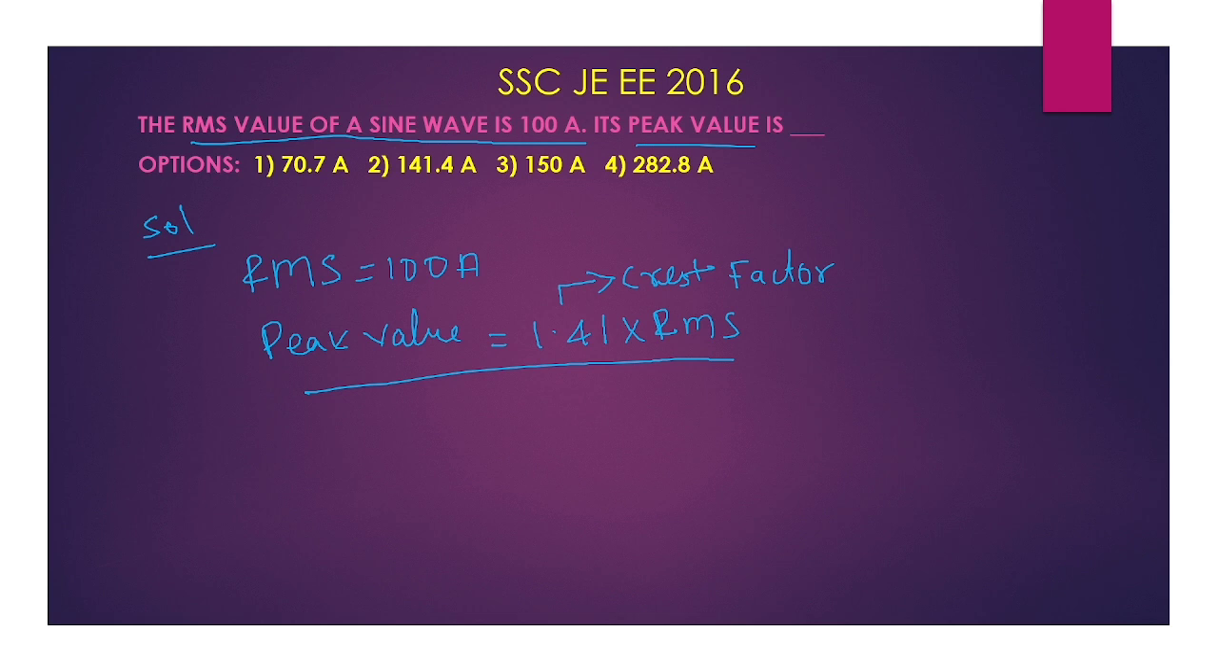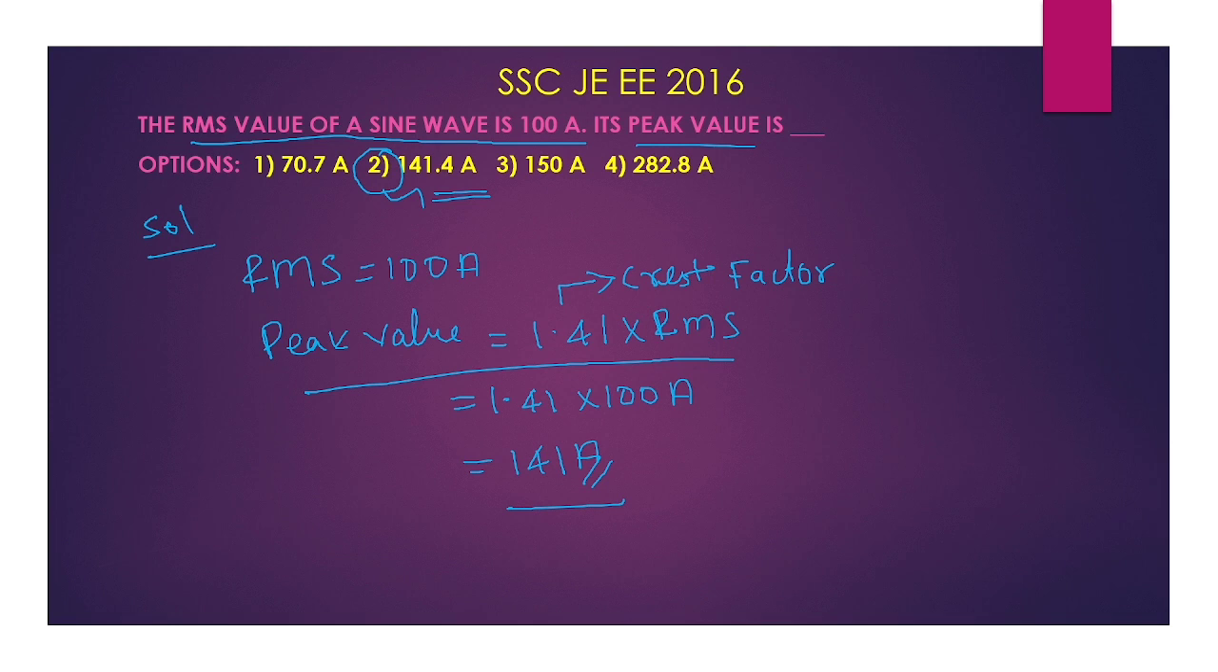Since we have the formula, we just need to substitute the values: 1.41 into 100. If we multiply these, we get 141 as the answer. From the given options, the closest value to 141 is 141.4, so option 2 is the answer. That is, the peak value is 141.4 when the RMS value of the sine wave is 100 amps.